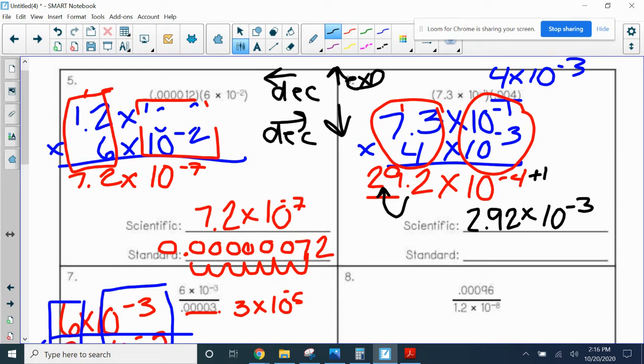And then our last step is to go ahead and make that standard form. So I have negative 3. Is a negative 3 greater than or less than 1? That's right, it's less than, so I need to move it 3 positions to the left so that our standard form is less than 1.